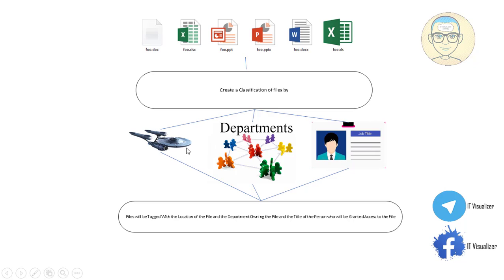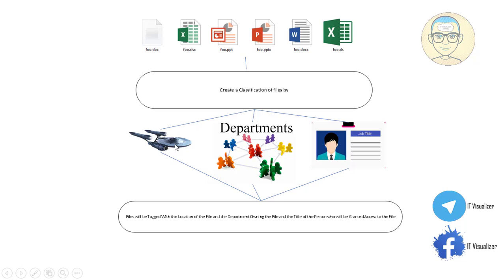These three classifications are already in the Active Directory, so we don't need to go to the file server and create three classifications: location, department, and job title. These are already in the Active Directory. How is this? I will show you. The location, the departments, and the job title are all in the Active Directory. So we'll use these attributes from the Active Directory to create our classifications automatically. We don't need to go to the file server and create a classification called location, a classification called department, and a classification called job title. All of them are already in the Active Directory and they are used.